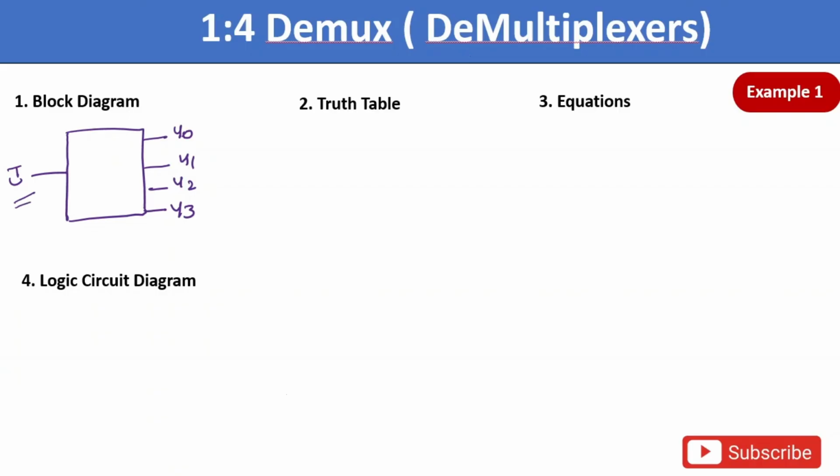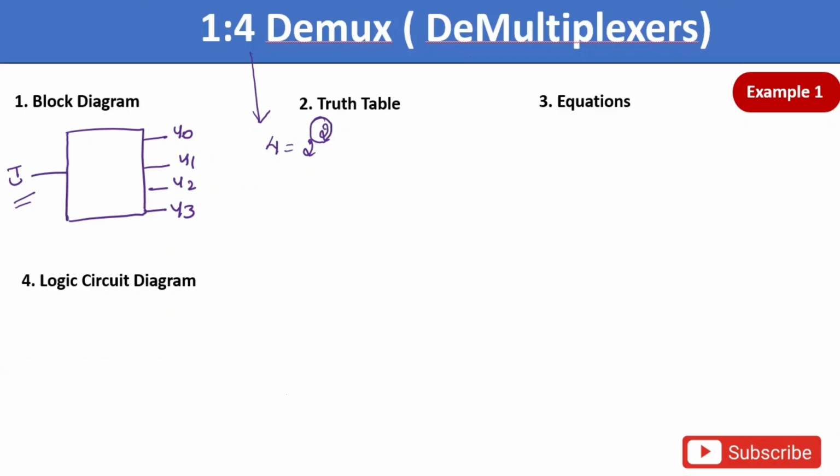Now this input must come out as an output. From which output it will come will be decided based on the selection lines. So how many selection lines must be used in a 1:4 demultiplexer? Very easy. Here we have 4 outputs, no? So how do we represent 4 in powers of 2? 2 power 2. So we will need 2 selection lines.